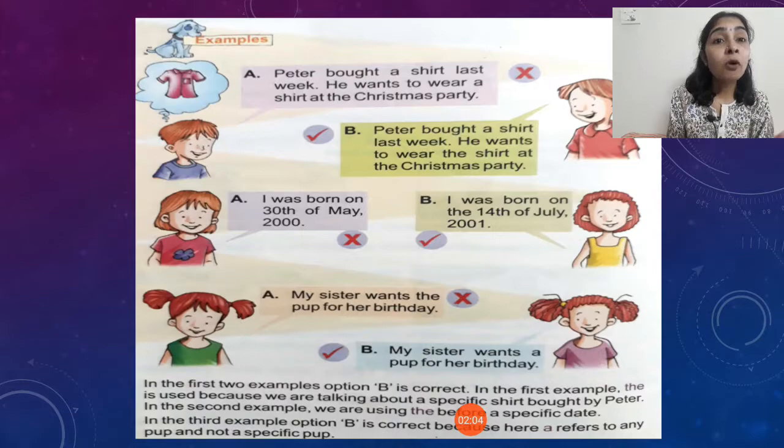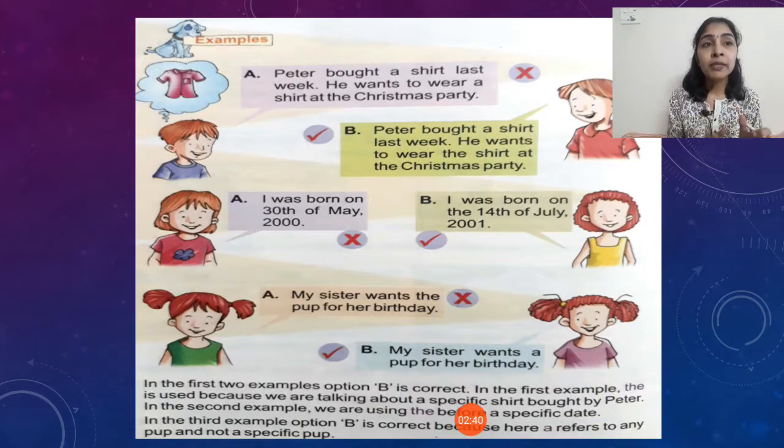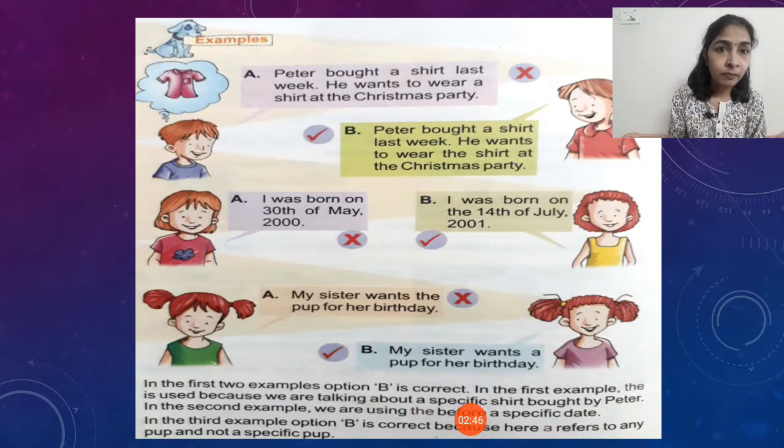Similarly, the next one, I was born on 30th of May. Now 30th of May is a definite day. Okay, so here the article the will be used. It will be written like this: I was born on the 30th of May. Here we have changed the date. I was born on the 14th of July. Whatever date you are mentioning, the date is a definite day. Okay, so here we are using the before it. Next, my sister wants the pup for her birthday. Now the pup here, any pup she wants for the birthday. It is not definite which pup she wants. So here in place of the we'll use a, because it is indefinite. So my sister wants a pup for her birthday.